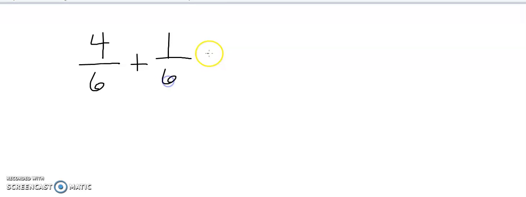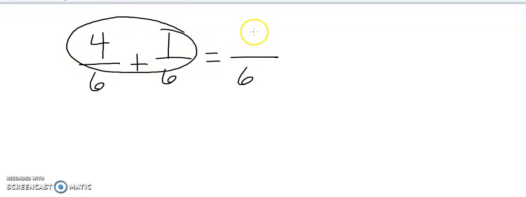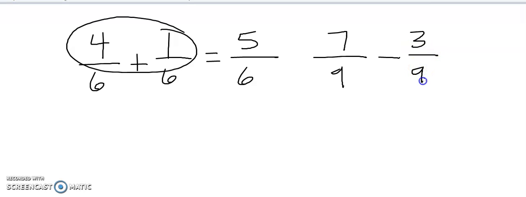So if we just look at these in numerical form, we can do some quick mental math. Okay, so I'll have 4/6 plus 1/6. Looking at this, the 6s are the same, so all I have to worry about is my numerators. 4 plus 1 gives me 5/6. And then likewise here, I'll have 7/9 minus 3/9. I have a 9 and a 9 here. Denominators stay the same. 7 minus 3 gives me 4.